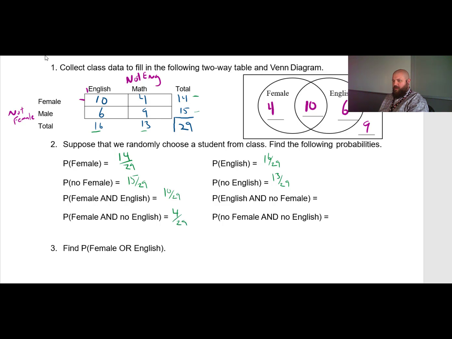Let's do this next one, the probability of English and not female. So we're looking at English, so this column here, and we'll look at the male, since that's not a female, so we should get 6 out of 29. And then not female, not English. Again, we said that was our 9 value right here. So that should give us 9 out of 29.